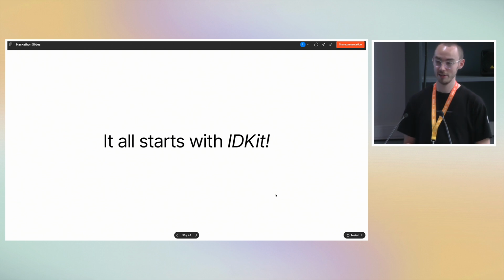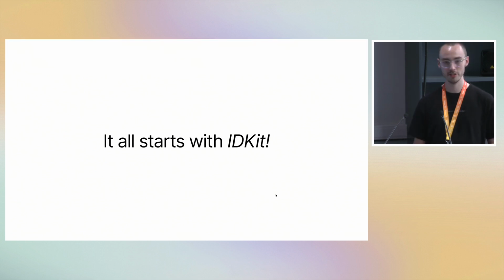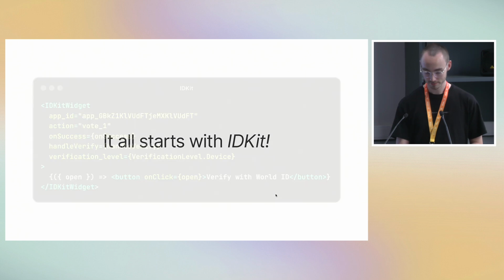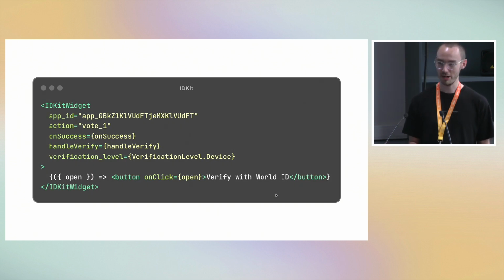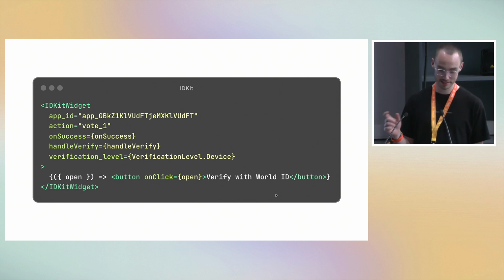So any integration of incognito actions starts with IDKit. And for this example, we're using React. IDKit is a single React widget. You give it the app ID and action as you configure them in the Worldcoin developer portal. OnSuccess and handle verify are two callback functions. Handle verify gets called as soon as it receives the proof, but still shows that pending state. OnSuccess gets called after the proof has verified successfully.